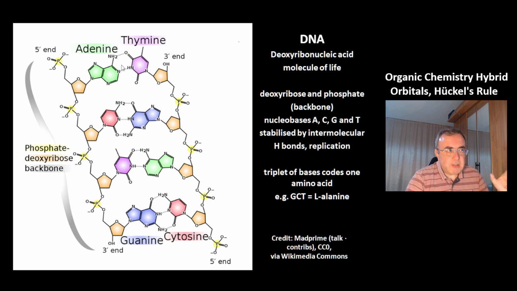So you have 4 letters, A, T, C, and G. And in nature there are 21 amino acids, so you need a triplet of nucleobases to code 1 amino acid, for example GCT, guanine, cytosine, thymine. This is the code for the amino acid L-alanine.